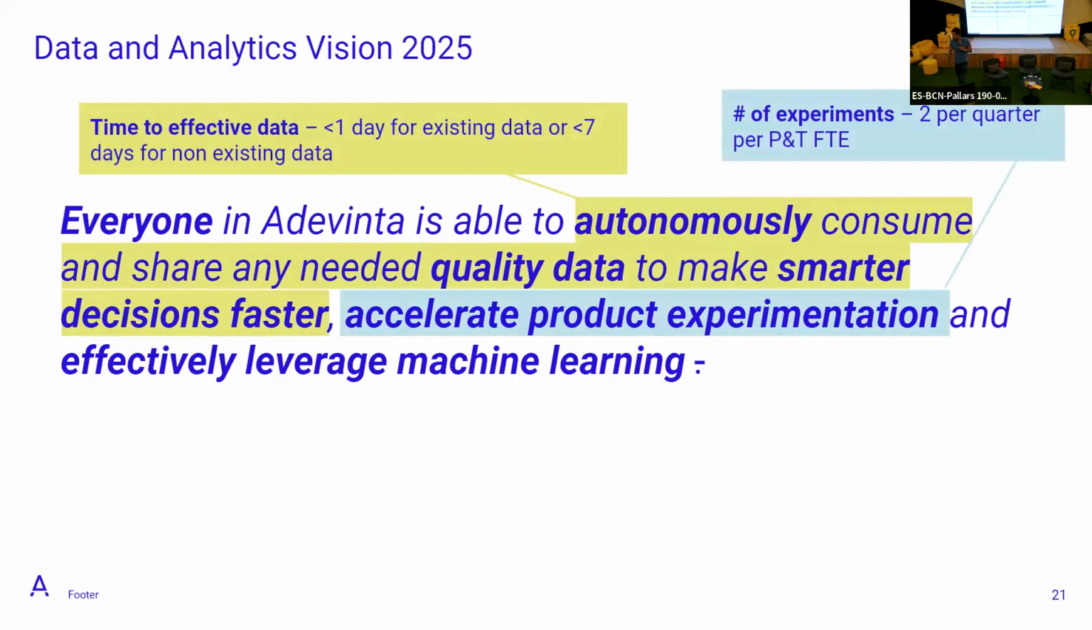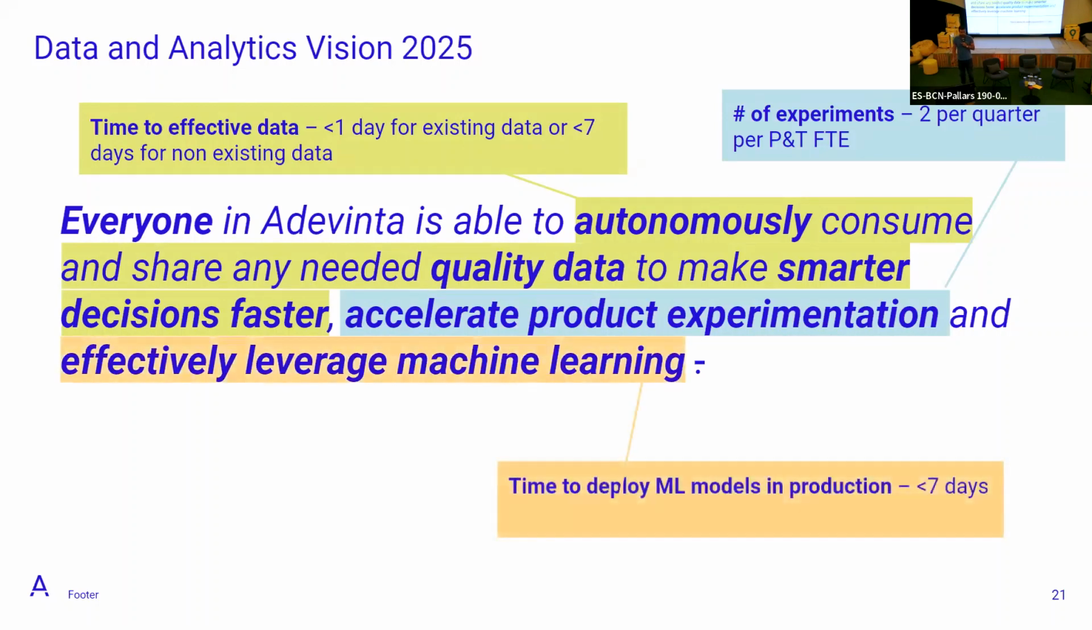The number of experiments is something we were talking about before, that we are accelerating. We expect to scale up, and you can read articles on how, but we are figuring out the right level at the top of the curve to be around 2 experiments per FTE working in product and tech, and effectively leverage machine learning. The way we are working is that every squad in Adevinta is able to autonomously deploy a machine learning algorithm in one sprint. Here we are saying 7 days, but let's focus on one sprint.